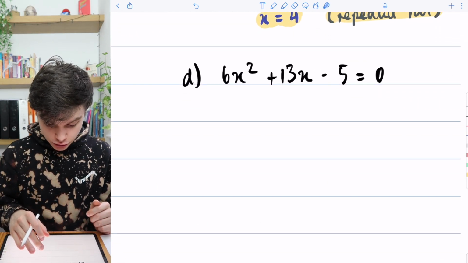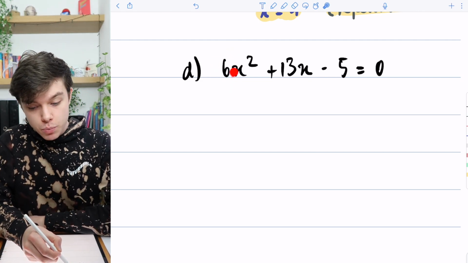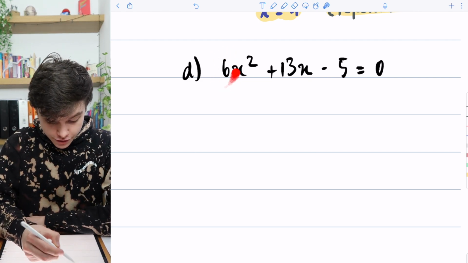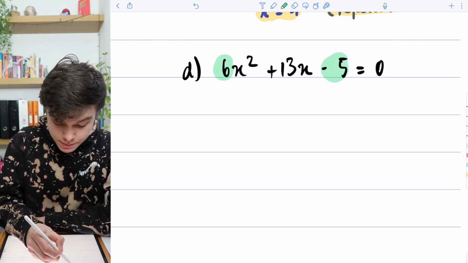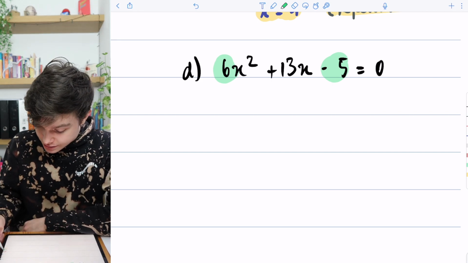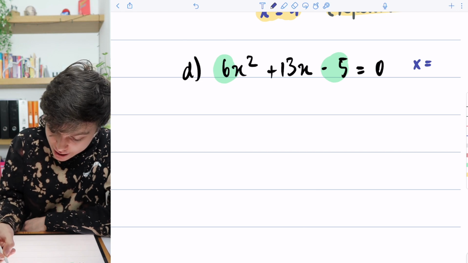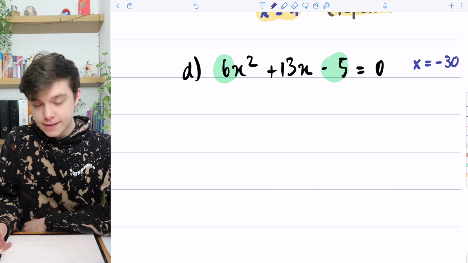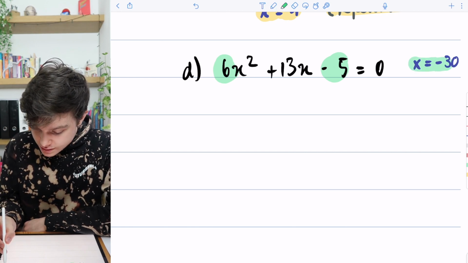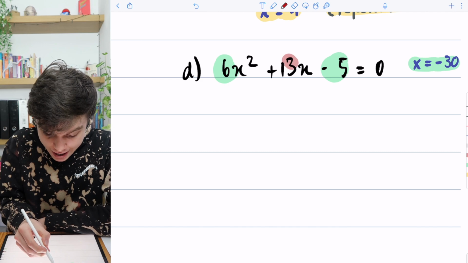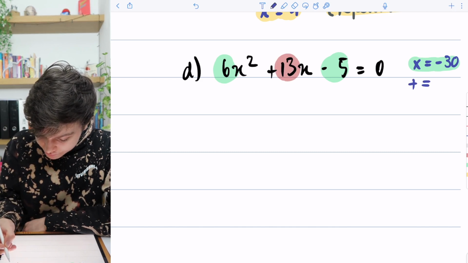Okay, let's have a look at D. Here, it's a little bit different. We need to factorise, but we've got a 6 out of the front. So what I need to do is find two numbers that times to give me 6 times minus 5. So we'll do this in blue. Two numbers that times to give me minus 30, because 6 times 5 is 30, and then we've got that negative on the 5. So two numbers that times to give me minus 30, and then add to give me the middle number here, add to give me 13.